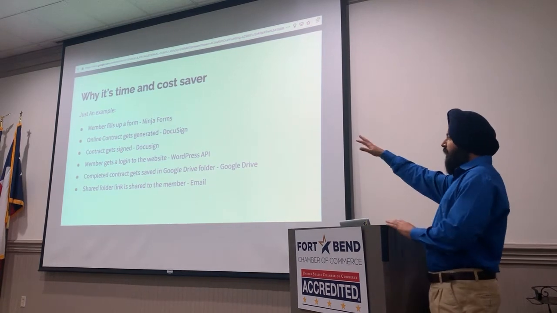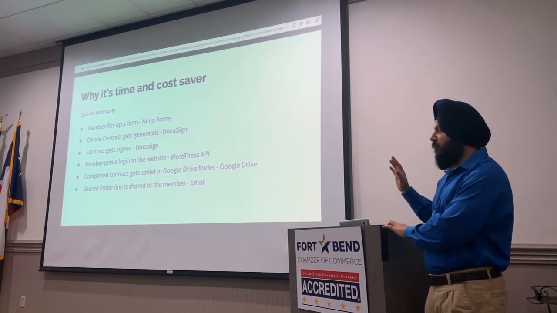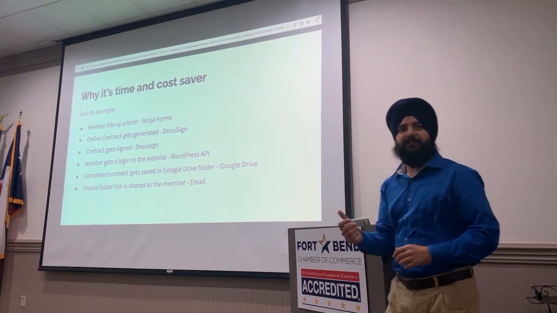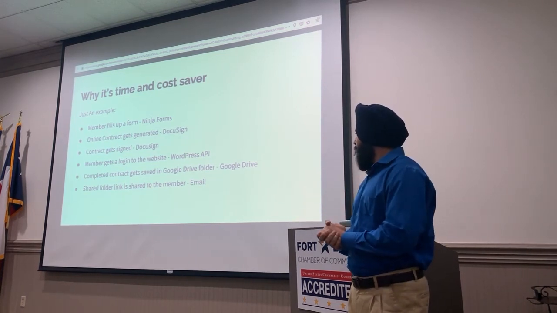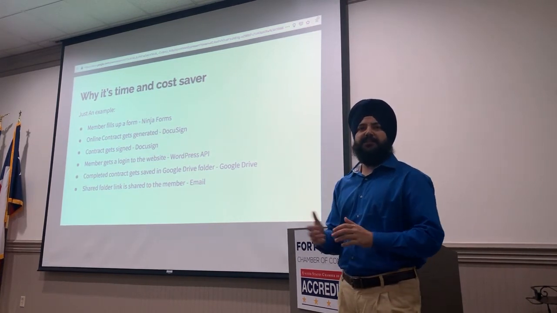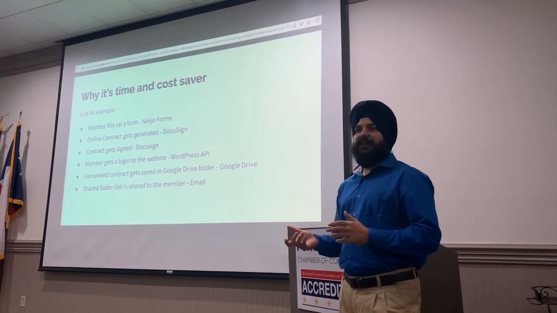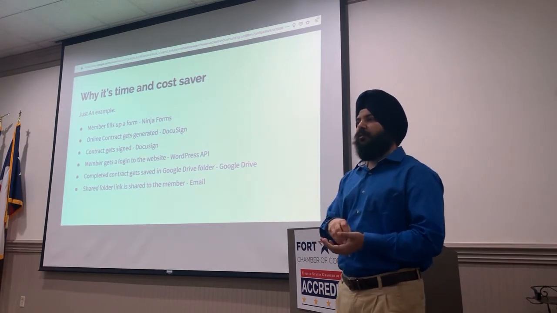So we use these applications: Ninja Forms. I'm not sure how many of you know about it. It's a super flexible, super customizable form plugin for WordPress, Ninja Forms and Gravity Forms. Then we have DocuSign, an e-signature application. Then we have the WordPress API. I'm not sure how many people know that WordPress has its own API.